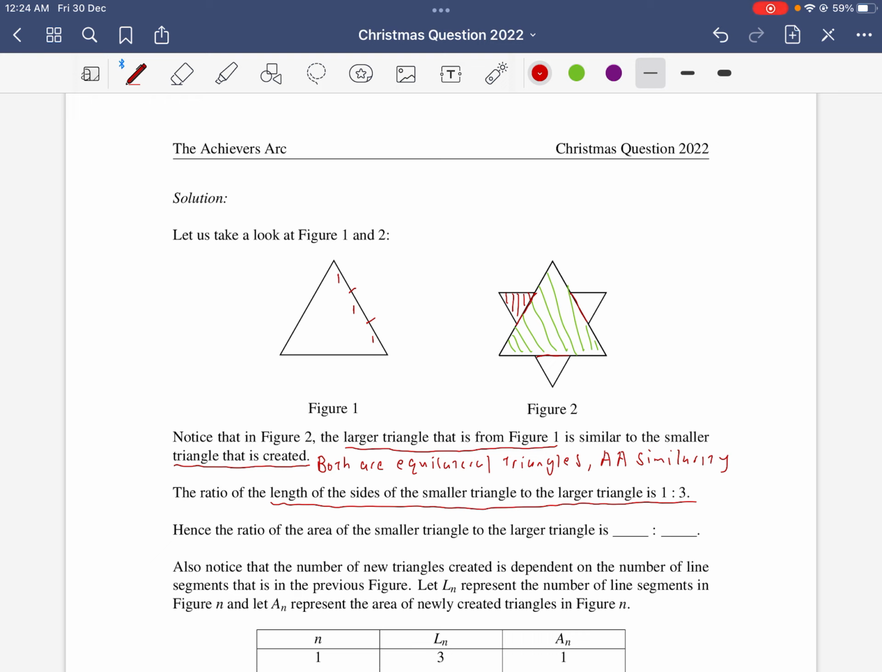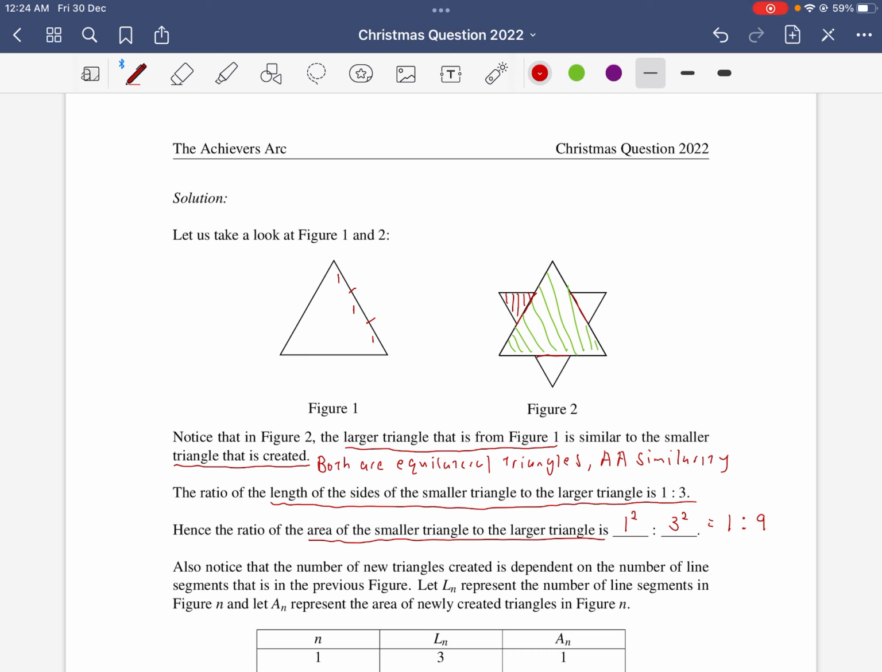And so based on that, since we are finding area, it will make sense for us to try and find out what's the ratio between their areas. Well, remember, the ratio between the areas of similar figures is really just the ratio of the squares of their lengths. So in this case, the ratio of the area of the smaller triangle to the larger triangle is just 1 squared is to 3 squared, which is the same as 1:9.